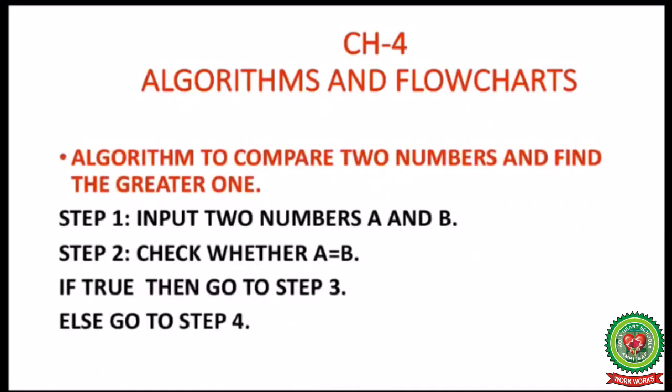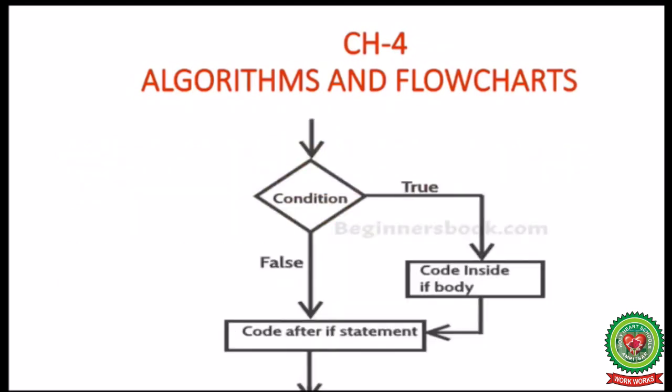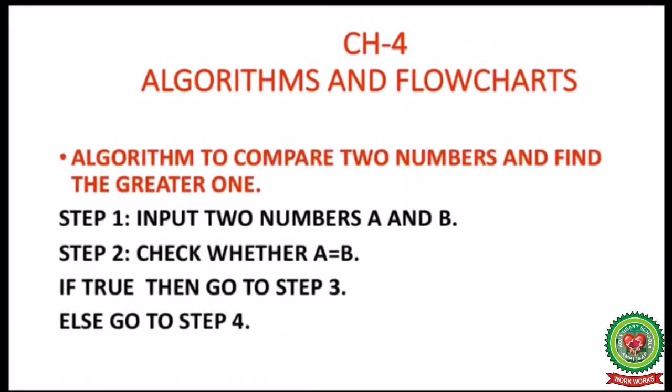Now look here, step 1, that is input two numbers A and B. We have taken two input numbers here, that is A and B. In step 2, check whether A is equal to B. Now this is the condition, A is equal to B. If this condition is true, then the code written inside the if body will run, or otherwise the code given after the if statement will run. If A is equal to B is true, then we will move to step 3, or else we will go to step 4.